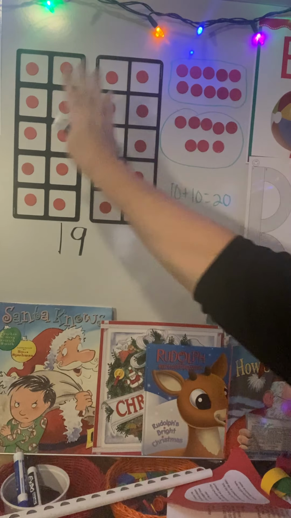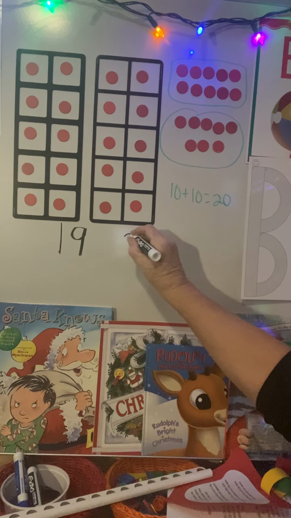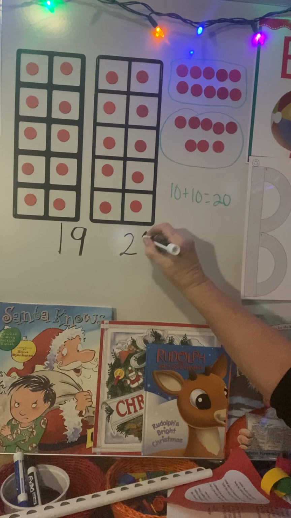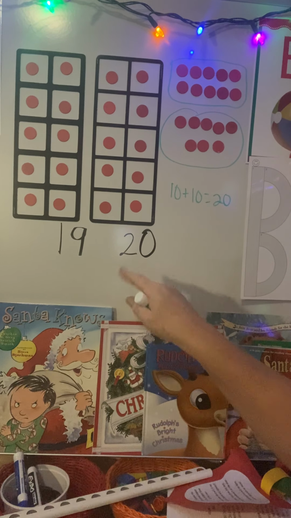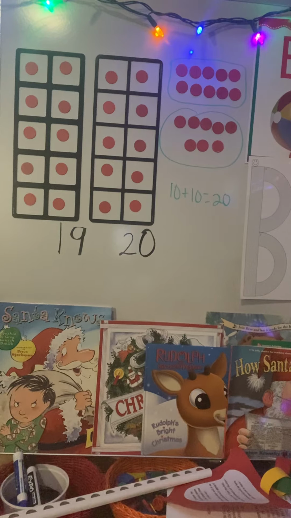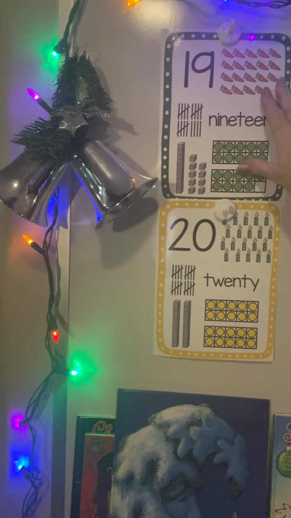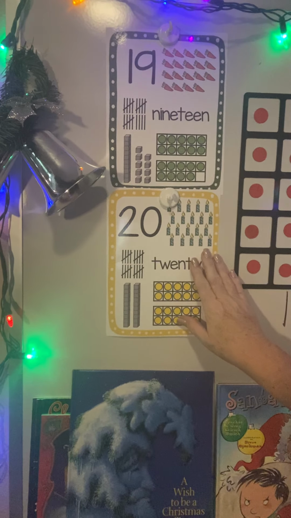It's like having 2 bundles of straws. Okay, do we have any extra over here floating around? No. They're all filled up with 0 extra. This is how we write 20. So this is what I'm going to show you, our last 2 numbers. Here's my poster for 19. Here's my poster for 20, okay?